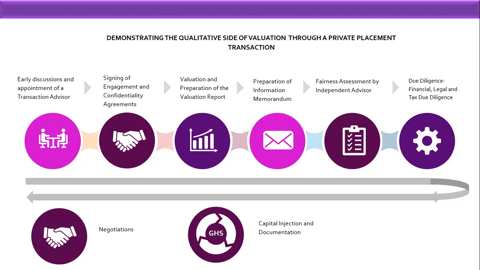Remember, in the definition, we said it is a process that is used to determine the economic value of a business. So the independent advisor also assesses the fairness of the valuation that has been done. And when they also okay it, then the investor will now trigger a due diligence to be done on the company. Due diligence is more or less like investigations. You investigate historically the business, you investigate the current performance of the business, as well as the potential performance of the business. And that will usually manifest in financial due diligence.